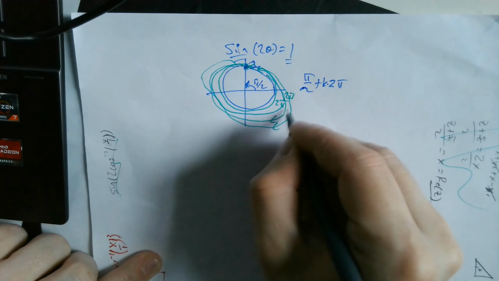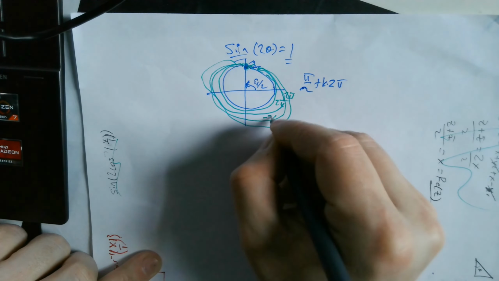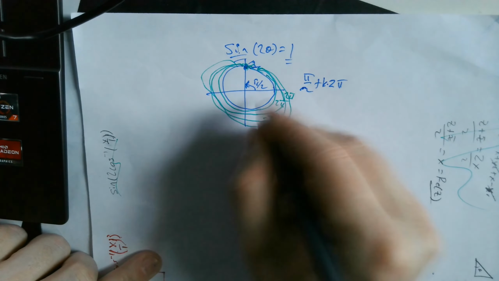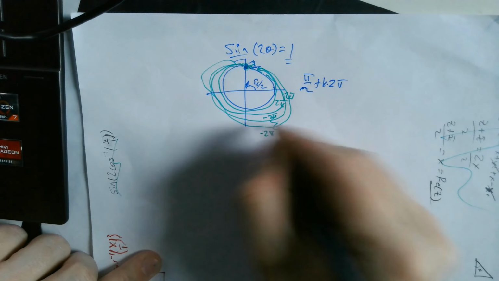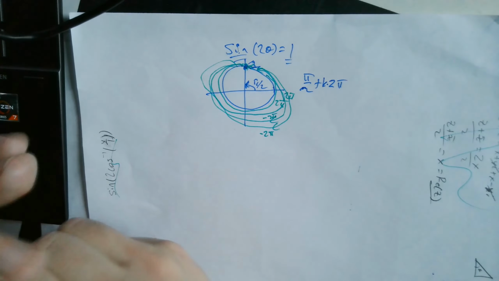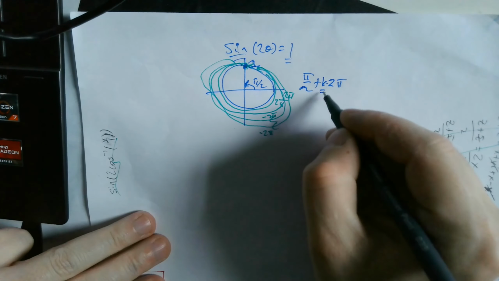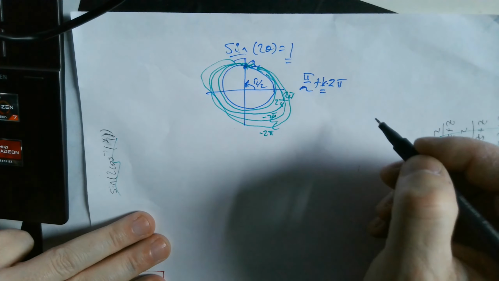If I went along these arrows, this would be negative 2 pi. If I went along this arrow again, that would be an additional negative 2 pi, and so on and so on. So that means this k here has to be an integer. It can be 0, positive, or negative. I hope you understand that.